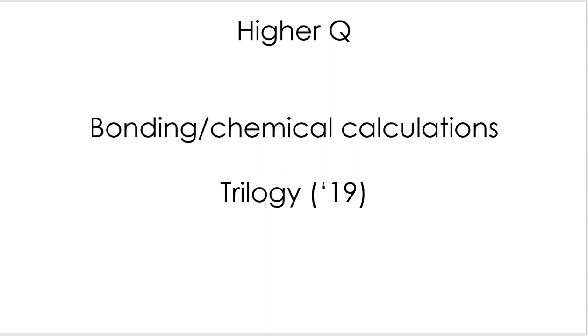This is an AQA GCSE chemistry question from the Trilogy 2019 paper, and it's a higher tier question. In this video, we're looking at a question on bonding and chemical calculations, and I'm going to recommend you pause, go through the question yourself, and then review.